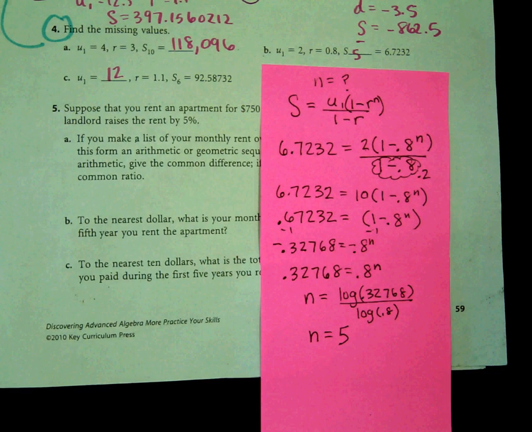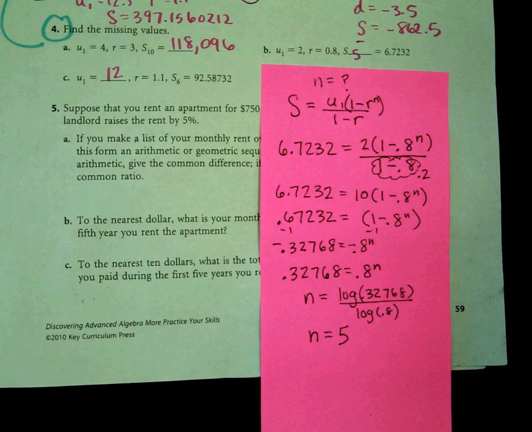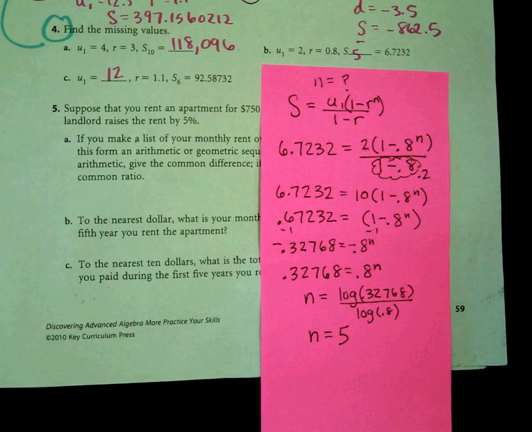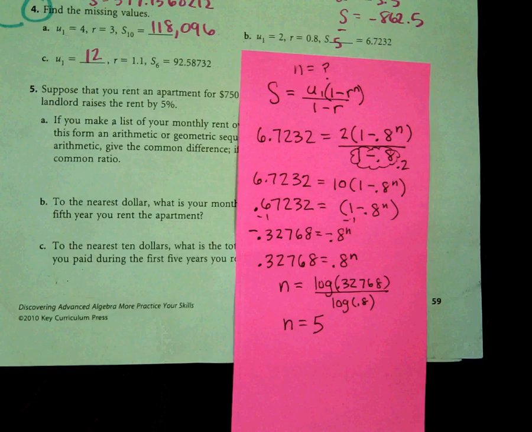Because n, the number of terms, can't be a decimal. You can't have 4.9 terms in a series. There would have to be 5. So the n must be 5.